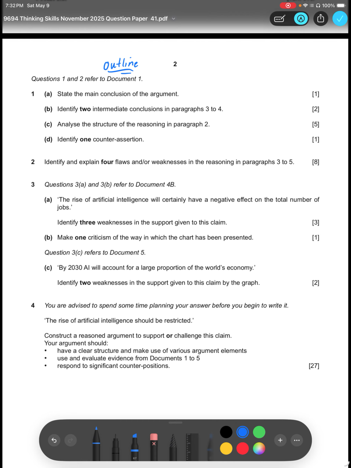So, state the main conclusion. We know what to do with that. To identify two intermediate conclusions in paragraphs 3 and 4. So we're going to focus in there. Structure of the reasoning in paragraph 2, and then one counter assertion throughout. And then 4 flaws or weaknesses in the reasoning in paragraphs 3 to 5. Okay, that's all of document 1.